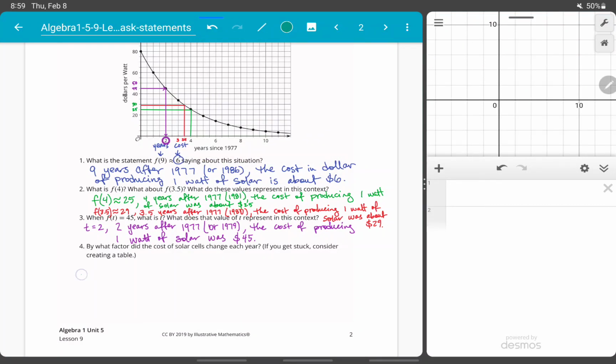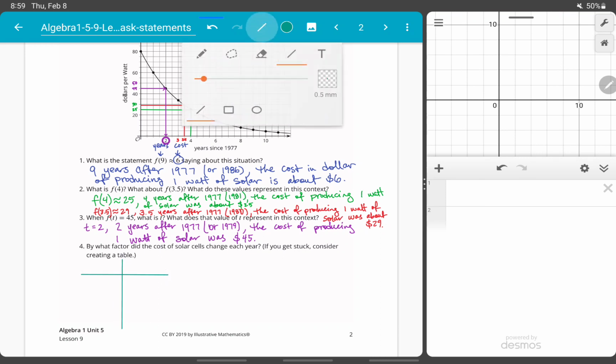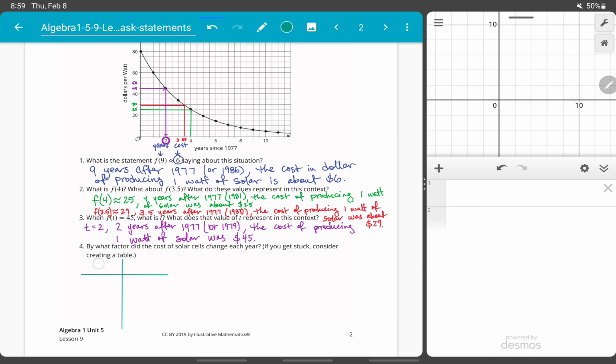We know that for some of our t-values, when our t-value is 0, it looks like our value on the graph is up here at 80. So here's our f of t value. That's 80. And at 1 year, it looks like our value is up here at 60. At 2 years, we already know from a previous question that was 45.